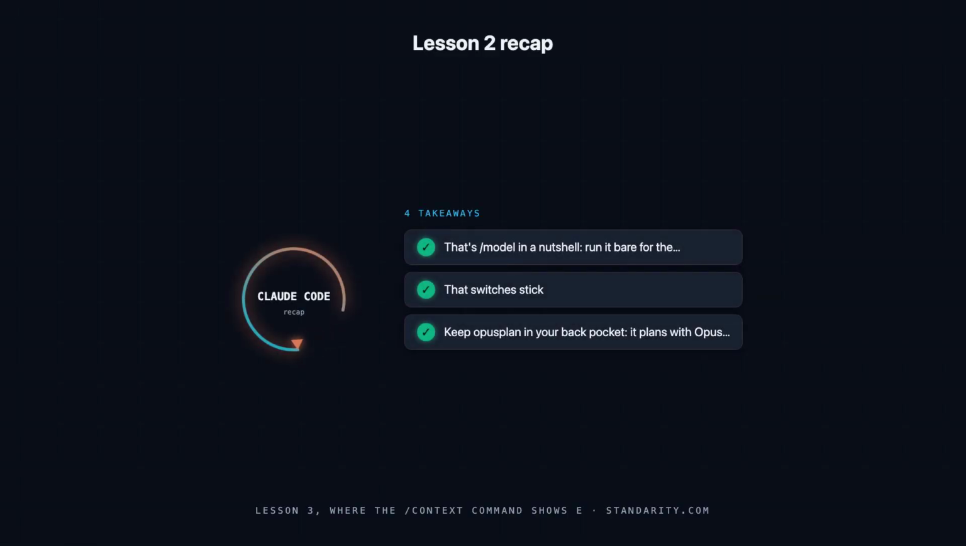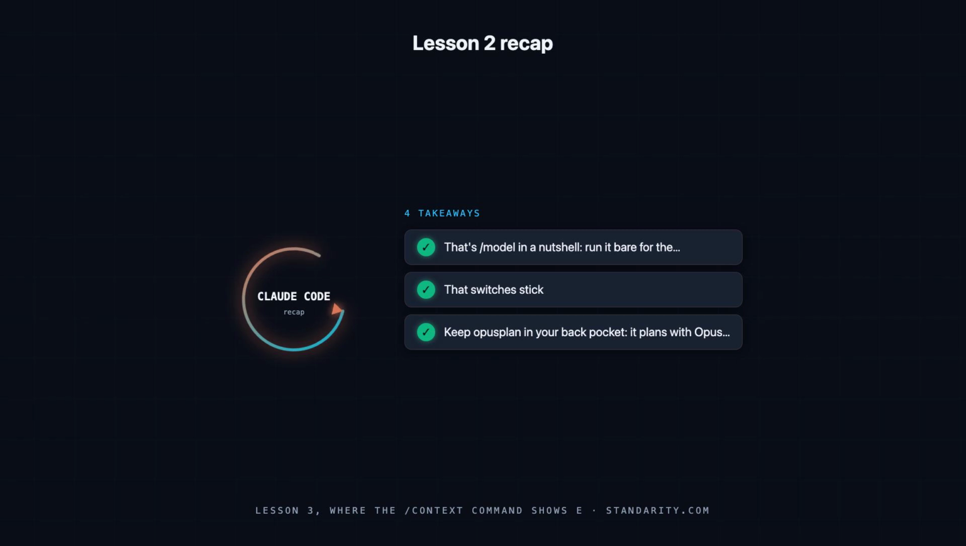Here's what to keep. So that's /model in a nutshell. Run it bare for the interactive picker, or pass a name like Sonnet or Opus to switch the session instantly. Remember that switches stick. Claude Code saves your pick as the default for new sessions, so tomorrow's terminal opens on exactly the model you chose today.